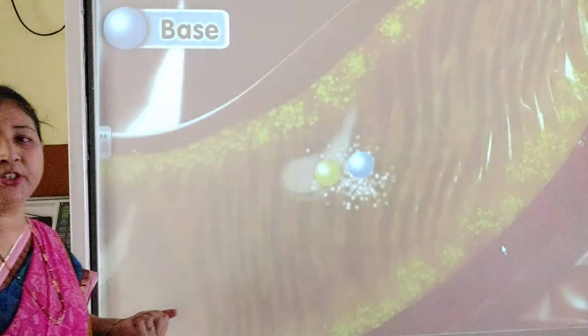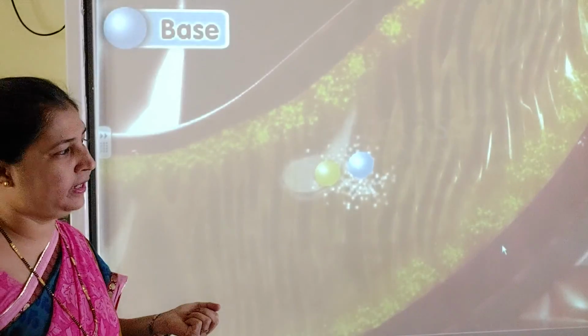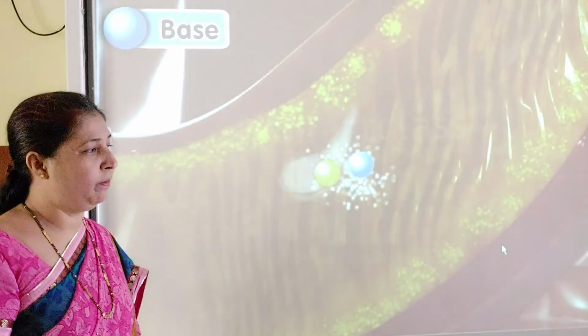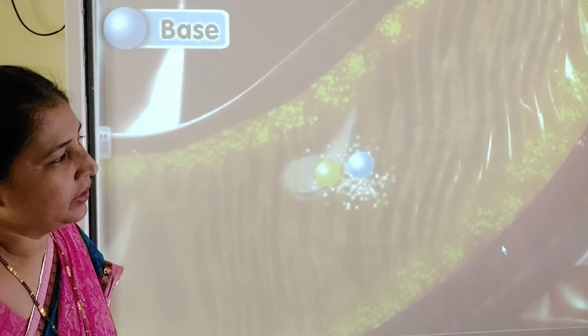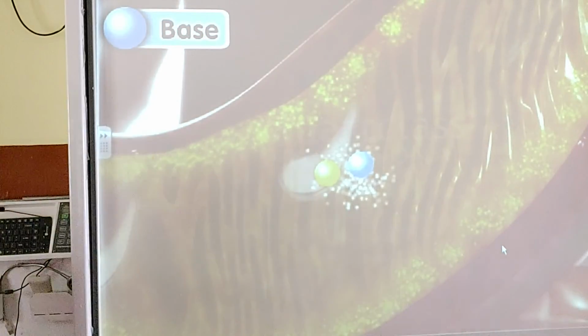So for neutralization, we have studied 4 examples. One is indigestion, another one is ant bite, then soil treatment and the factory waste.